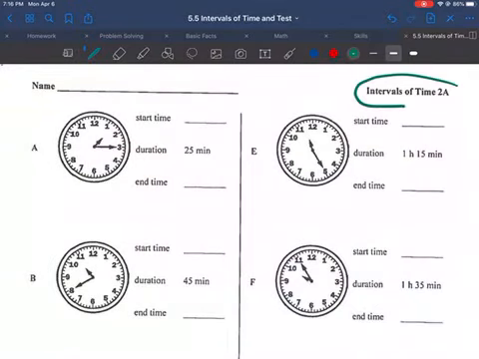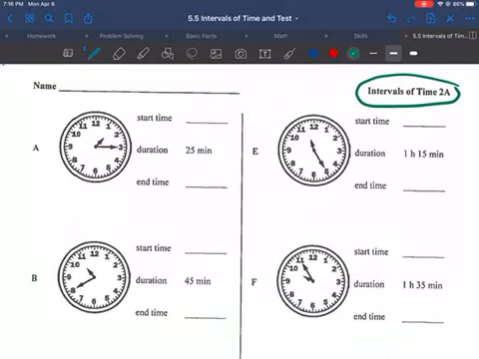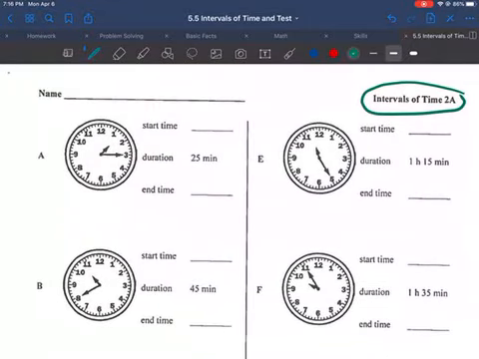Okay, today we are going to start with intervals of time 2A. So I'm going to go ahead and continue. This has a letter, so I'm going to be doing these with you. So again, we do have an analog clock. My strategy always is first to begin by breaking the clock in half. Remember, right goes up, left goes down.